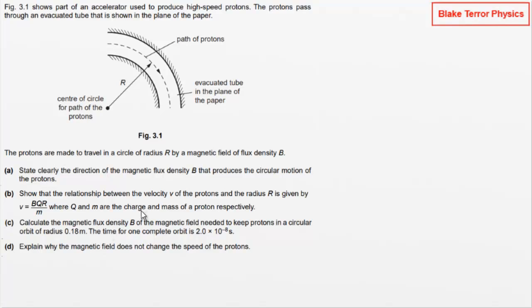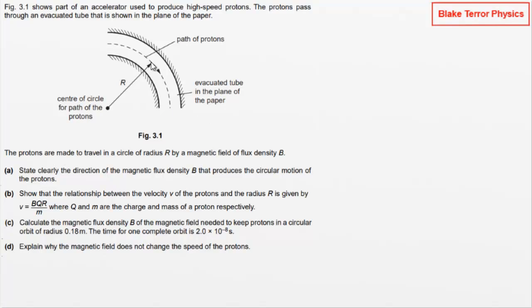Hello, continuing on with magnetic field questions. We've got Figure 3.1, which shows part of an accelerator used to produce high-speed protons. Protons pass through an evacuated tube shown in the plane of the paper. Protons are made to travel in a circle of radius r by a magnetic field of flux density B. State clearly the direction of the magnetic flux density B that produces the circular motion of the protons.